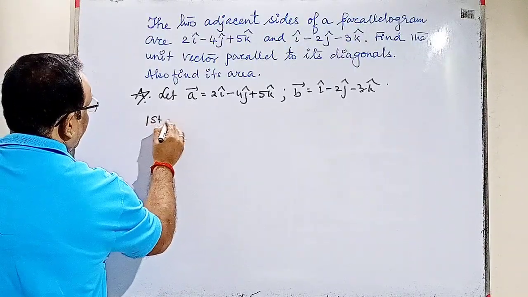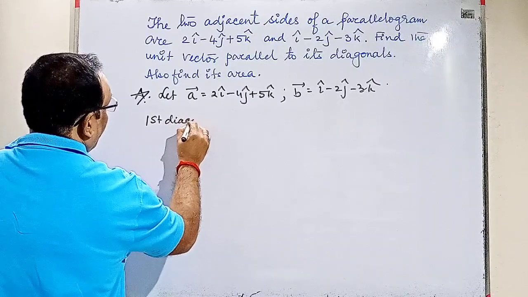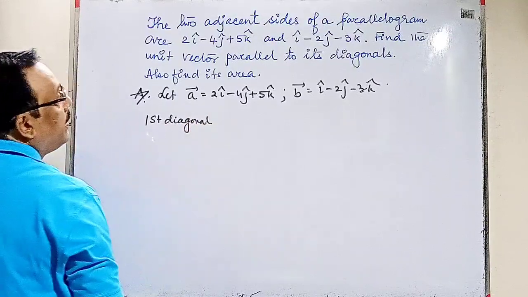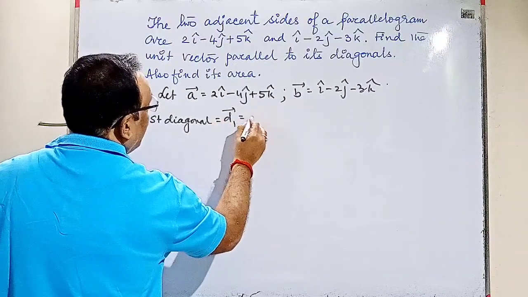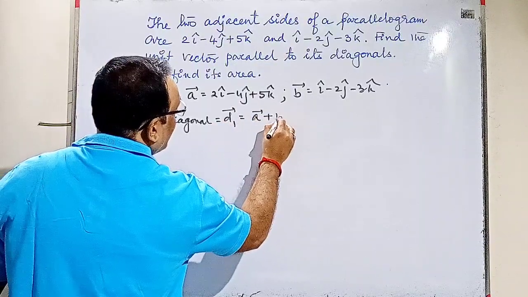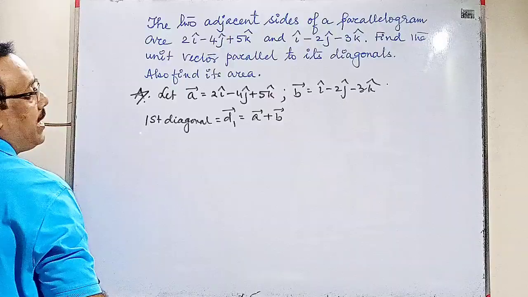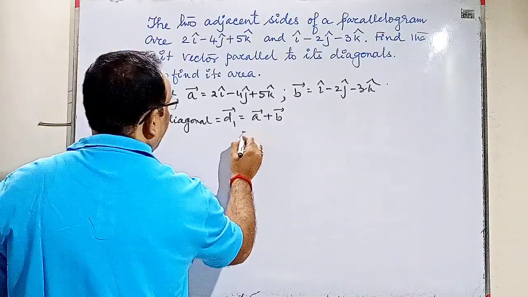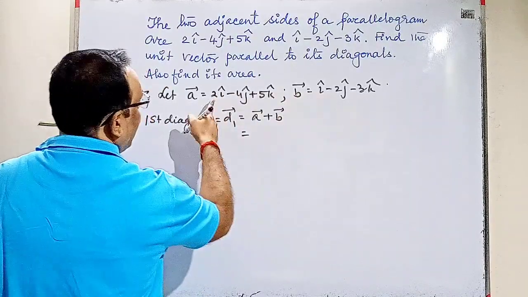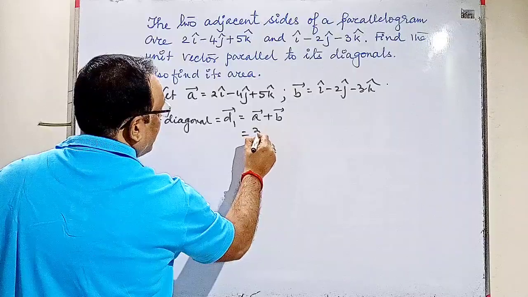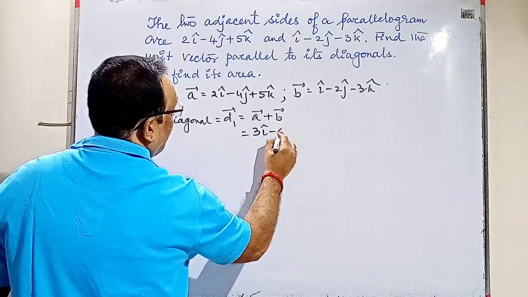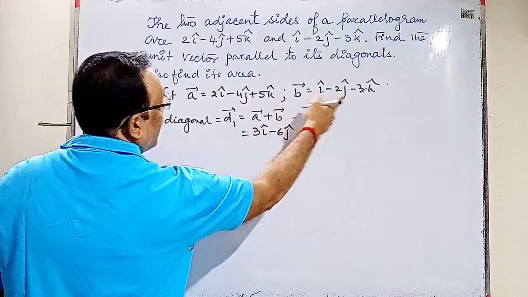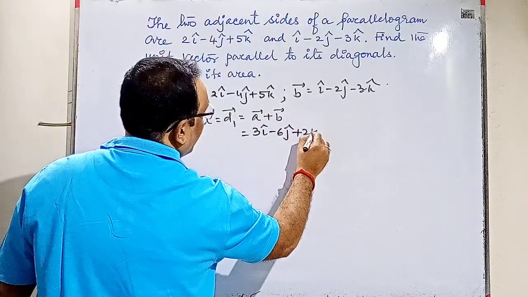First diagonal. There are two diagonals in the parallelogram. The first diagonal I am denoting as D1. So D1 will be equal to the sum of the two adjacent sides, A plus B. So that will be this plus this. If I add 2i plus i, that will give me 3i, minus 4j minus 2j is minus 6j, 5k minus 3k is plus 2k.